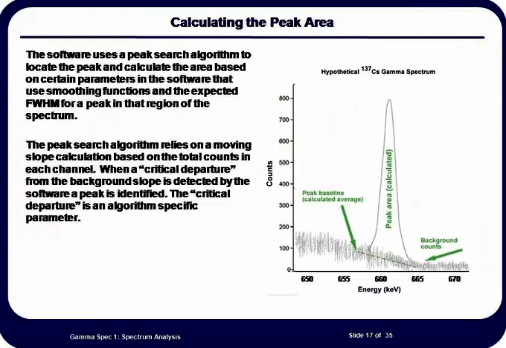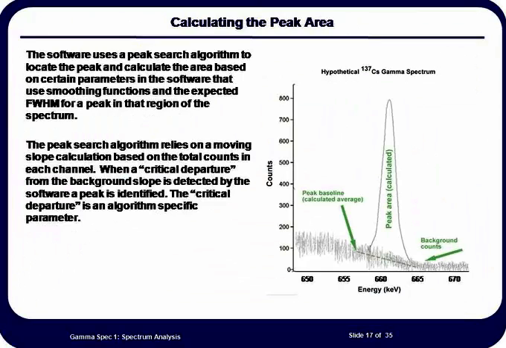The peak area is directly proportional to the number of radioactive decays of the radionuclide whose gamma ray this is, and thus proportional to the activity. Gamma ray spectrometry is different from gas proportional counting or liquid scintillation in that the software determines where the peak ends coincide with the background.